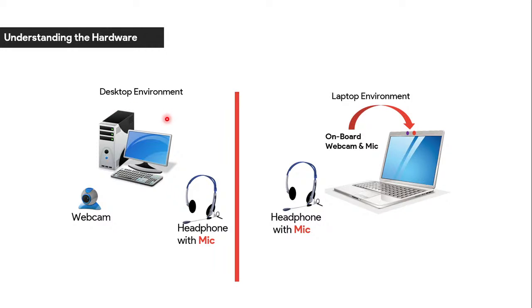In a desktop environment, you have a monitor, a keyboard, and a CPU. This is what we all have at our homes, or at least we have an idea of what these things do. But to communicate online with your faculty, to listen to them, or to show your face, you need additional equipment: a headphone with a mic, as displayed on the screen, and a webcam. Desktops normally do not come with these, so you have to purchase them and attach a webcam and a headphone with mic.